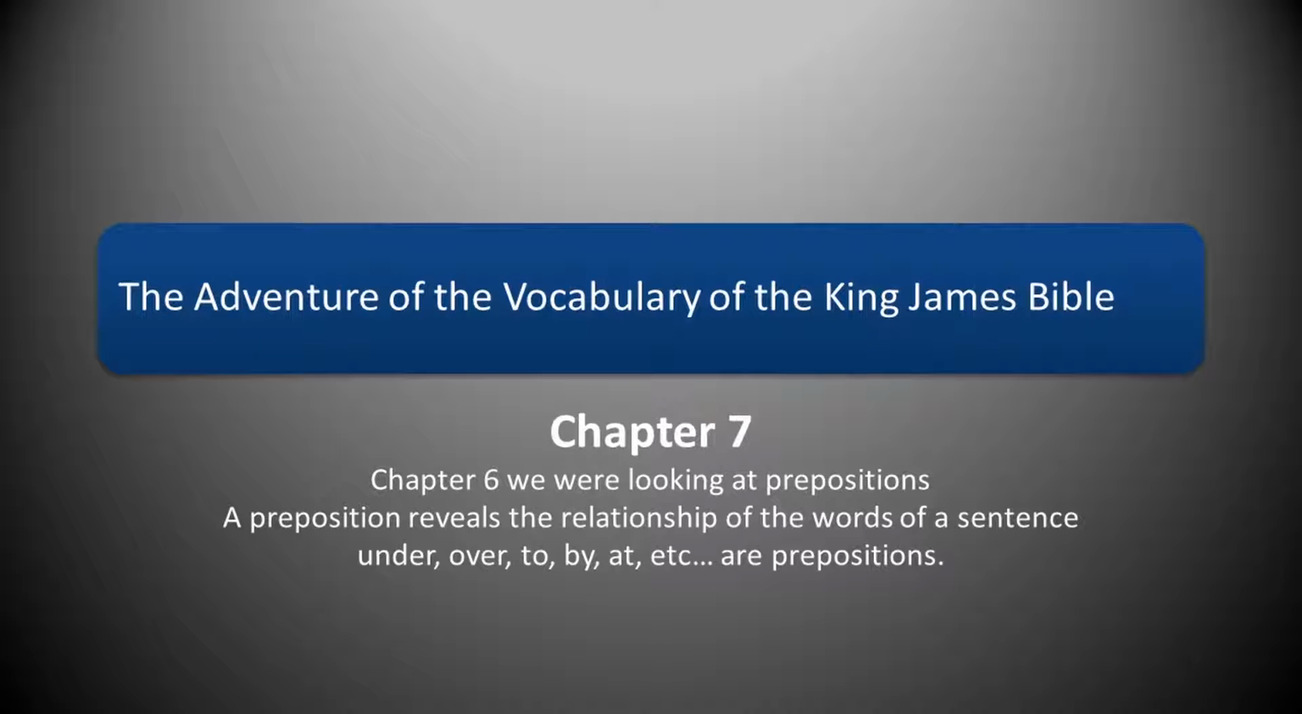In Chapter 6 we were looking at prepositions as part of our delving into personal pronouns. A preposition reveals a relationship of words in a sentence, and the prepositions are such as under, over, to, by, at, etc. These are prepositions.